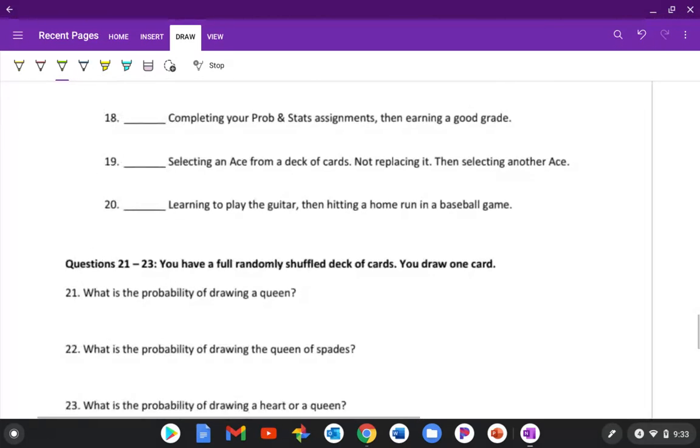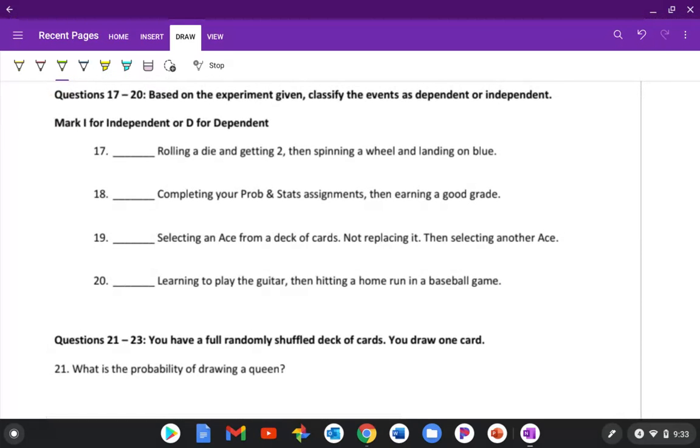For 17 through 20, independent or dependent. So just think about if the second one depends on the first one. If it does depend on the first one, if it changes the outcome, that's dependent. If they're completely separate, then they would be independent. For example, the first one, you roll a die and get a 2. Then you spin a wheel and land on blue. Well, the roll on the first one doesn't have anything to do with how you spin. So these are independent because the first thing doesn't affect the second one at all. So think about if there's any sort of implications from the first one that would affect the second one.